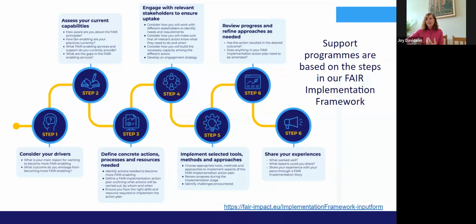Step 5 would be then actually taking your implementation forward. So whatever your action plan is outlining you to try and achieve, trying to see if you can put that into practice. But that's not the end of the story. Then you have to come back and really see, did the implementation result in what you were hoping it was going to achieve?